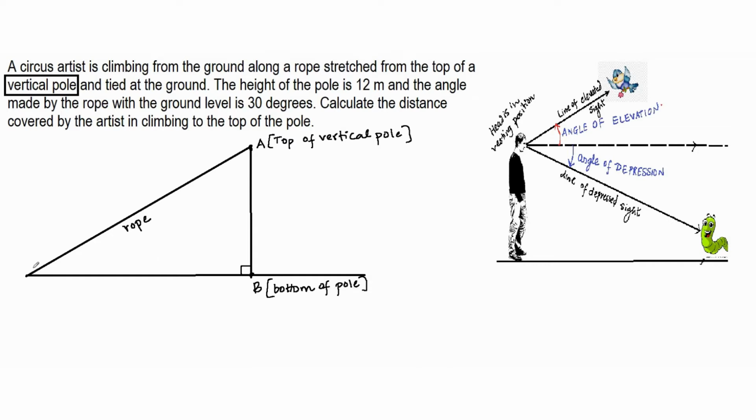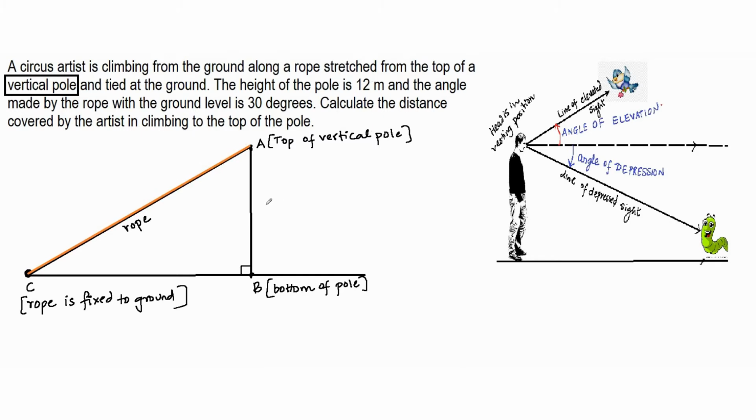And the circus artist is actually climbing along the rope. So this is the point where the rope is attached to the ground. Let us label it as C. So this is the point where the rope is fixed to the ground. And the circus artist is basically climbing along this rope, so along the line AC.